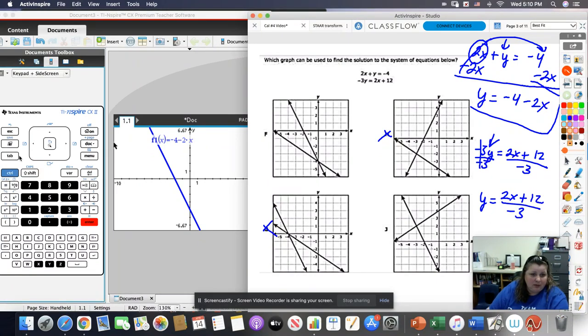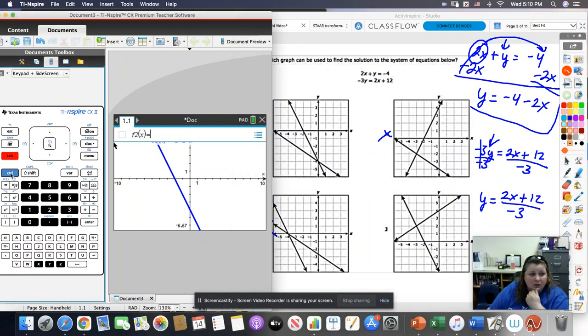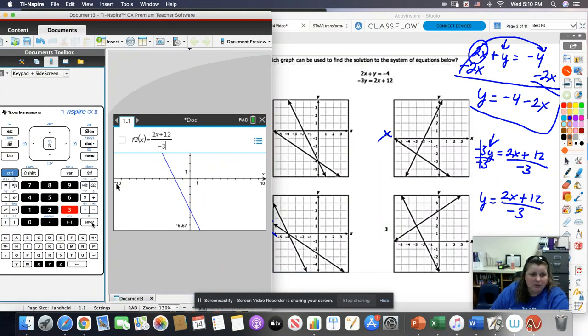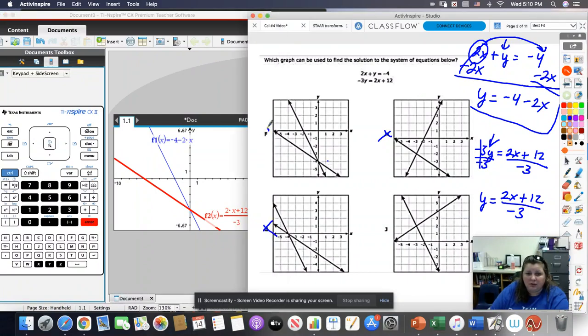So I go to the calculator, press tab. Control divide gives me that fraction. 2x plus 12, over negative 3. Oops. And then go on the bottom, and that's minus 3. Enter. There's my 2 lines. I can clearly see that that's answer choice F. Those 2 match each other. There's the answer.